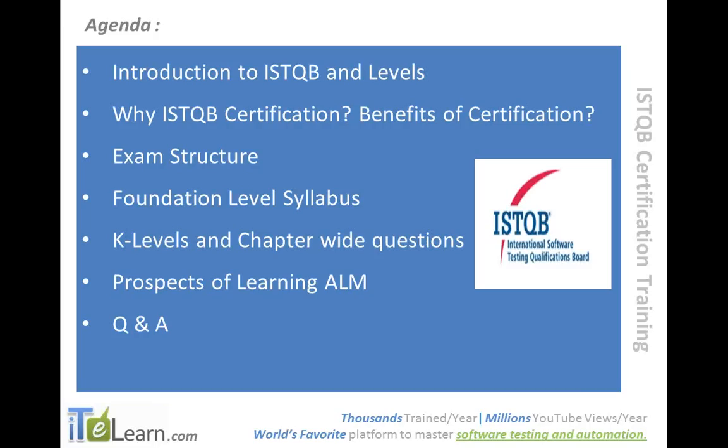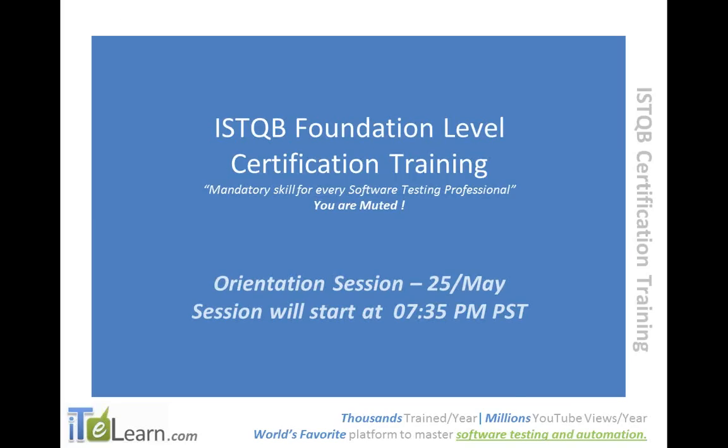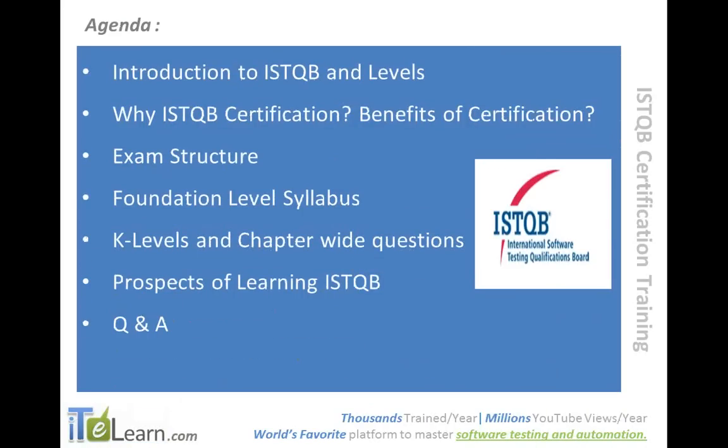So there are different K levels or cognitive levels that we will be understanding, and then we'll go through chapter-wise questions. And then we'll look at the prospects of learning this, not ALM. Sorry, it's a mistake here. Reusability or leveraging is one of the main things we have to do as a software professional, so I have leveraged the previous PPT, and that's where it is coming from. So the prospects of going through the ISTQB certification is what we will understand today, and then we'll definitely take up a good number of questions and try to answer them.